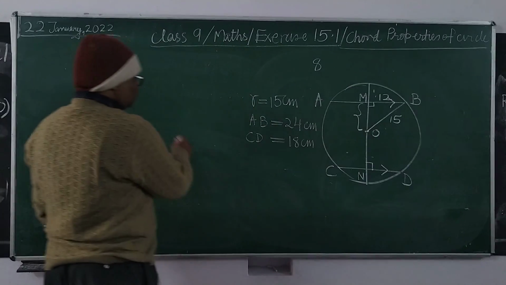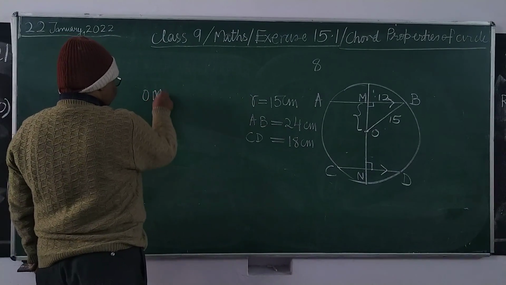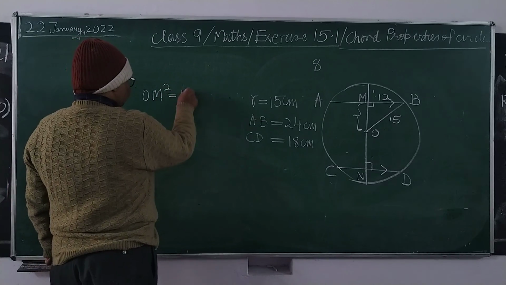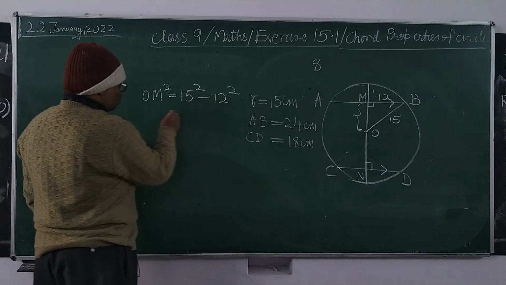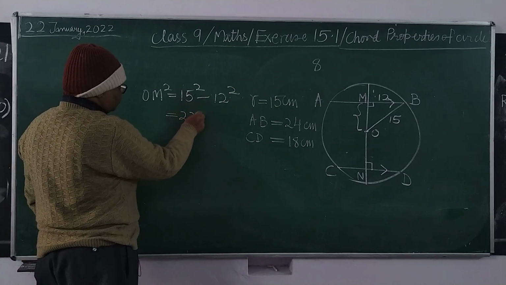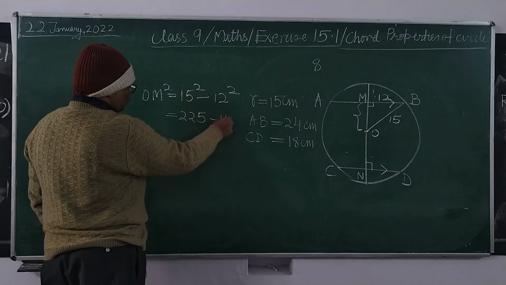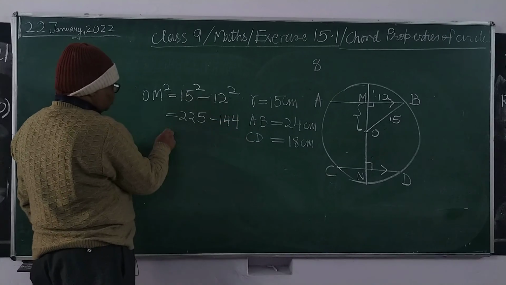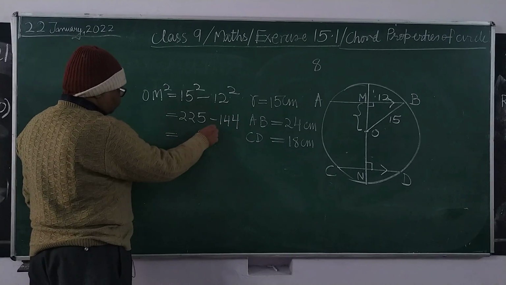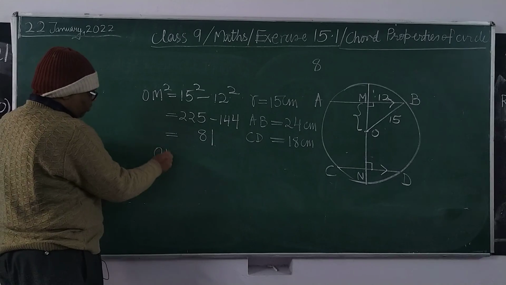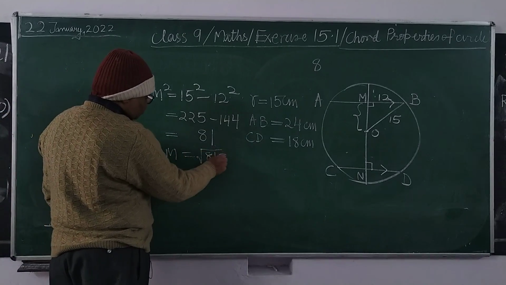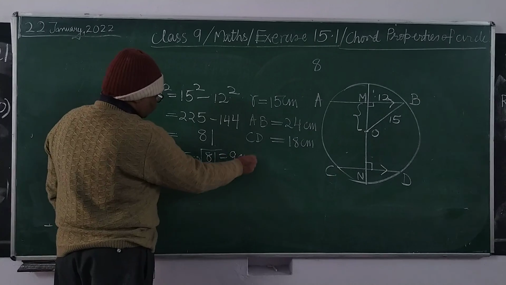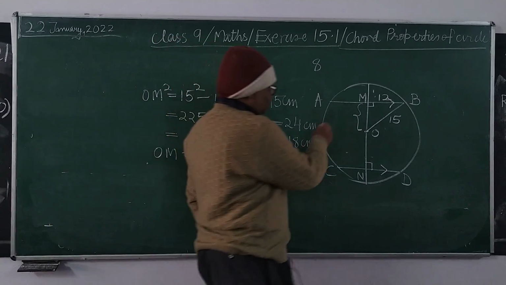What will be OM? 15 square minus 12 square. 15 square is 225, 12 square is 144. So what is OM square? 15 square minus 12 square, 225 minus 144, so it will be 81. It's clear. So what will be OM? It will be square root 81, 9 centimeter. Means this is 9 centimeter.